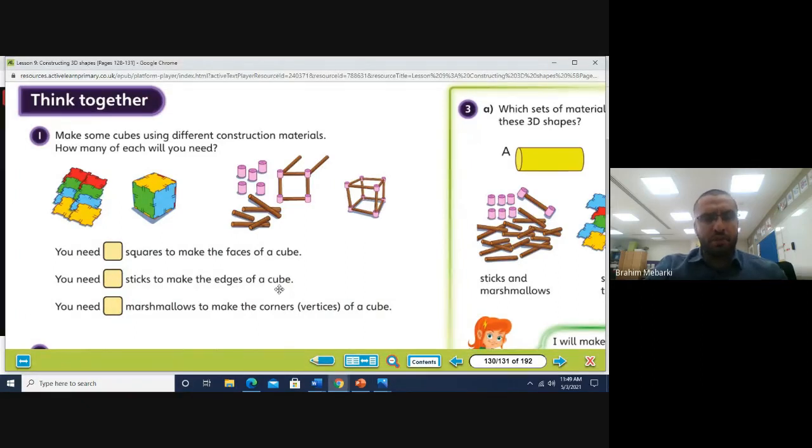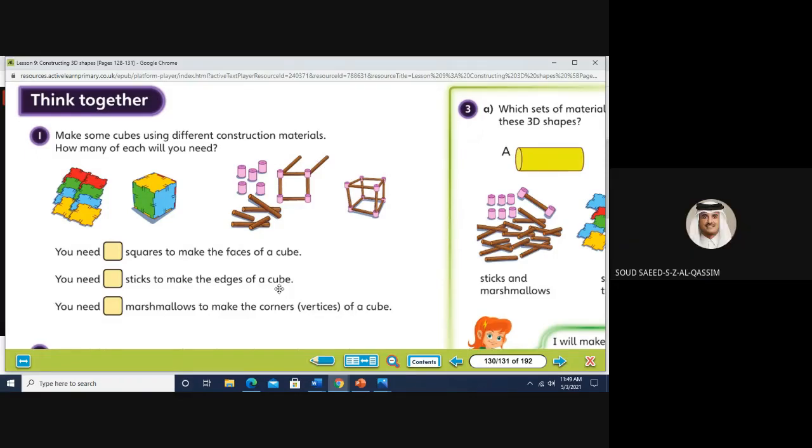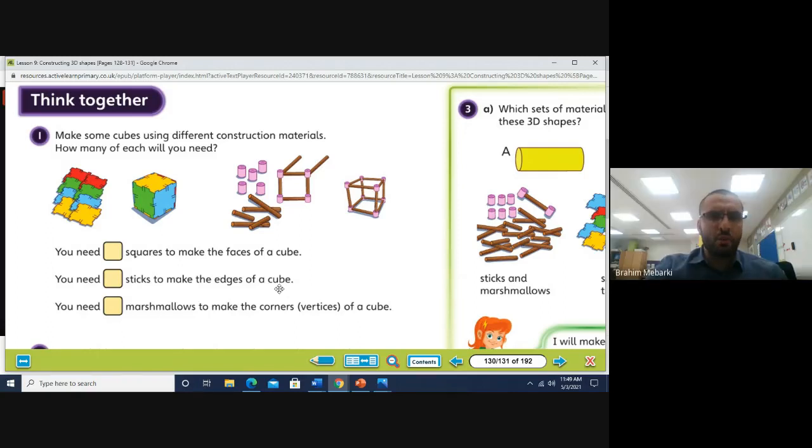I have a question for you, Saud. Why do you need 8 sticks? Because to do a marshmallow. Yeah, I know, but why 8? Why 8 sticks? Why not 10 sticks?